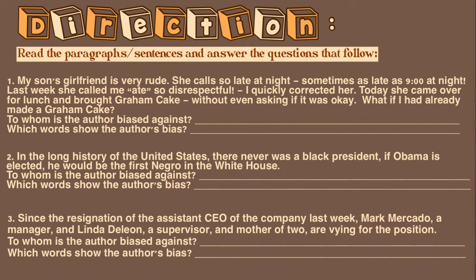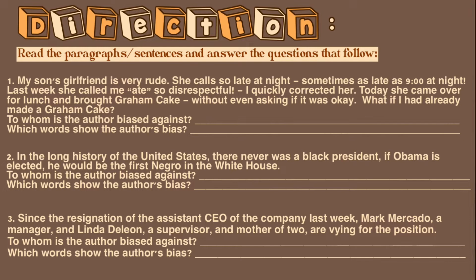Number 2. In the long history of the United States, there never was a black president. If Obama is elected, he would be the first Negro in the White House. To whom is the author biased against? Which words show the author's bias?